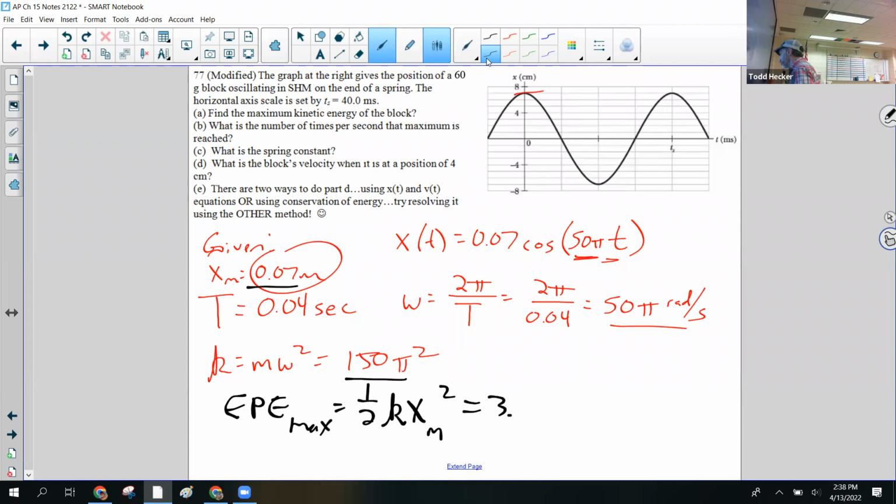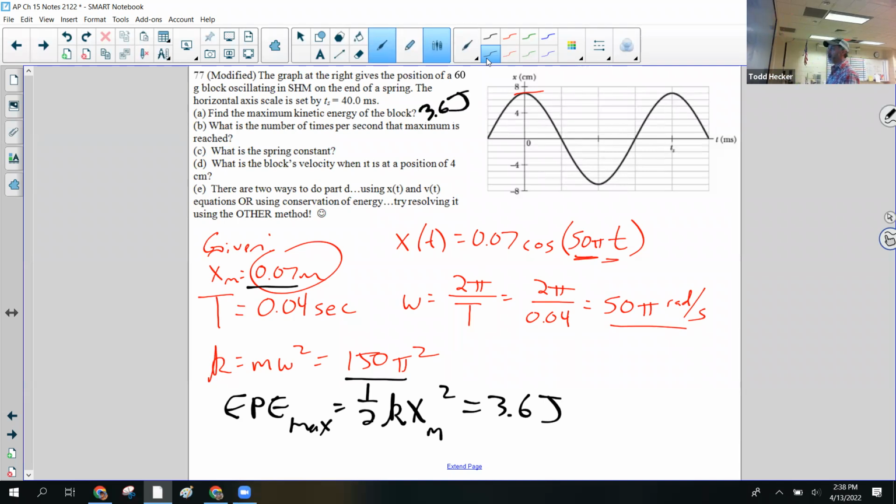So that's 3.6 joules. At the end points, we've got our maximum elastic potential energy. We should have that same amount of kinetic energy at our maximum speed, right? Because all of the elastic potential energy here becomes kinetic energy. So that's the answer to part A, 3.6 joules.